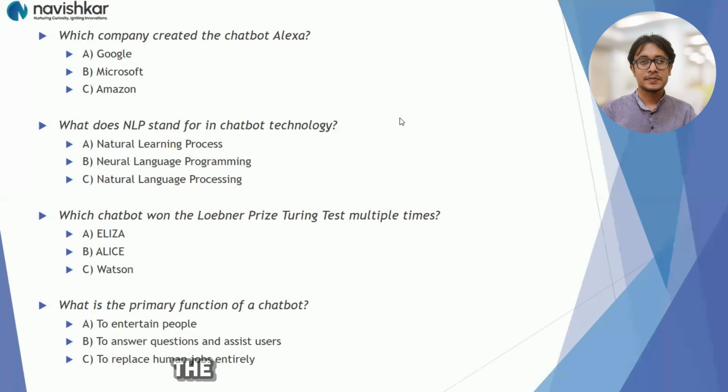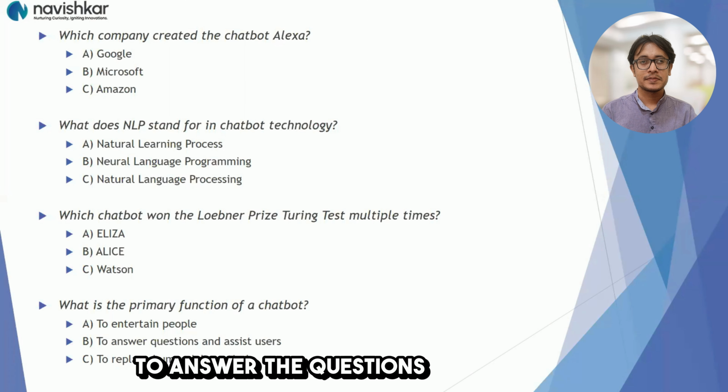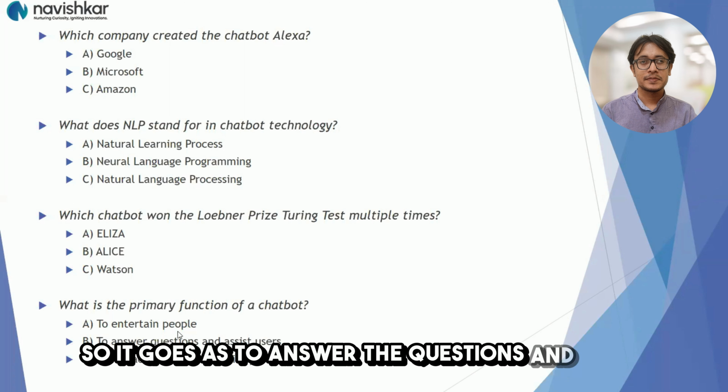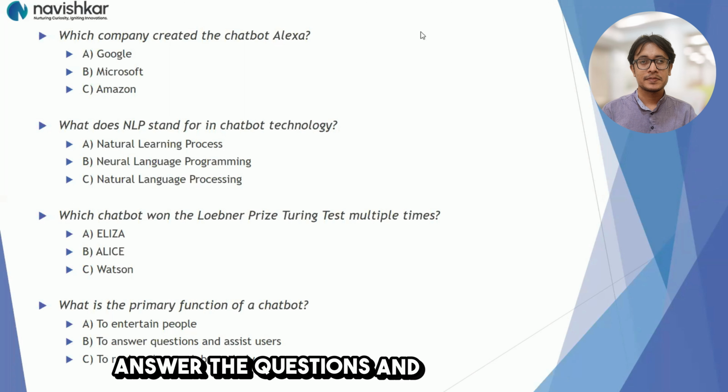So going forward, what is the primary function of a chatbot? One, to entertain people; two, to answer questions and assist users; and three, to replace human jobs entirely. So the answer is to answer questions and assist the users.